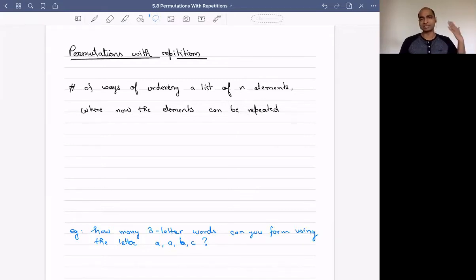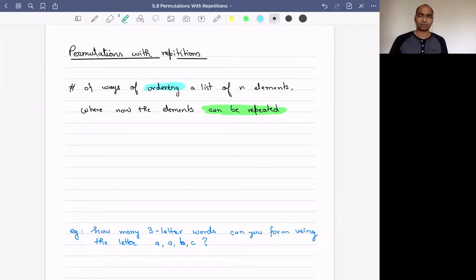What we have is a list of n elements with possible repetitions. And now I am asking, how many ways are there to order that list? So the list can be, for example, in the example I'll do later, A, A, B, C. So you have 4 letters, but 2 of the letters are repeated. And you can ask, how many words can I form out of these?